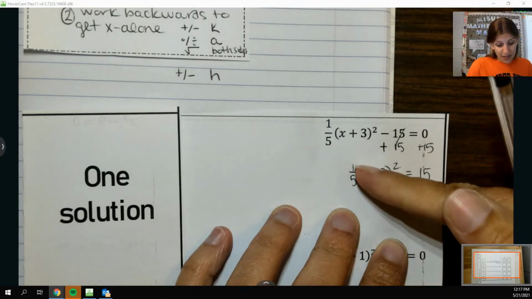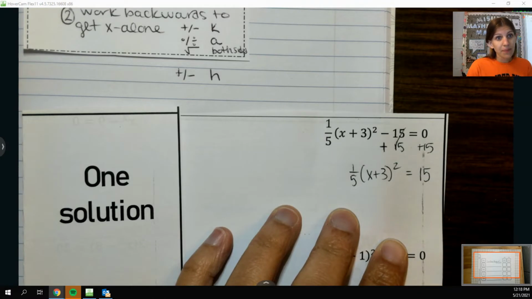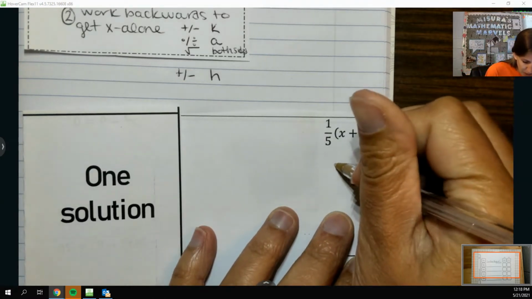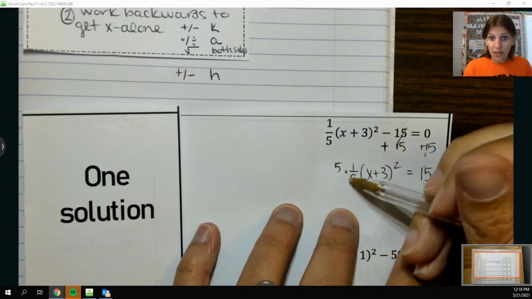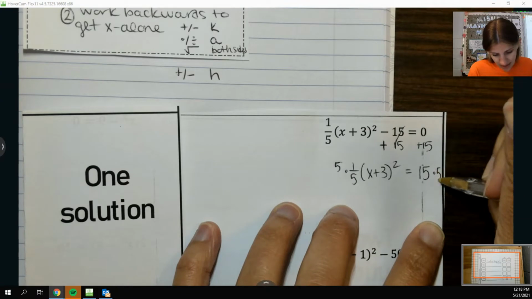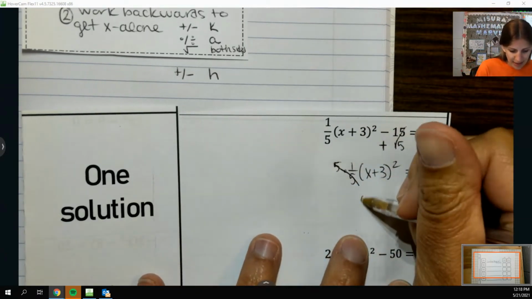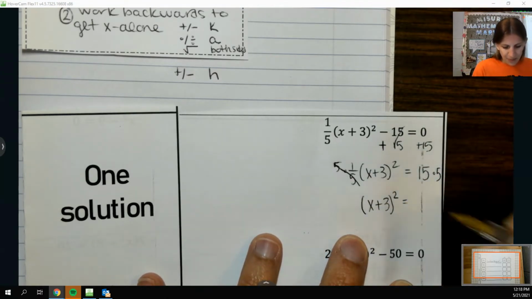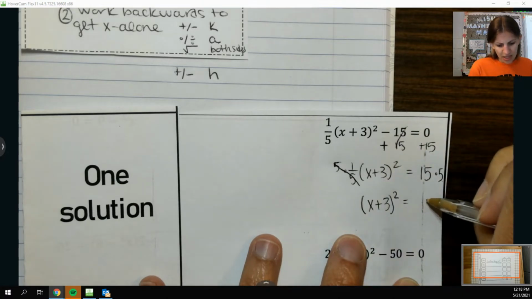Then I need to get rid of the a value. So I need to get rid of this fraction out front. The way that we get rid of a fraction is we multiply by the reciprocal. So 5 over 1, which is really just 5. And if I do it on one side, I have to do it on the other. So they cancel each other out over here for just 1, which means I don't need it. And we have (x plus 3) squared equals 5 times 15, which is 75.